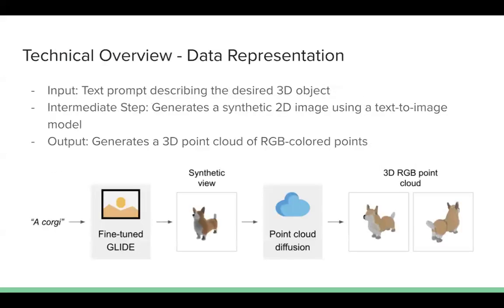Now let's look at how the data flows in Point E. The input is a simple text prompt, like a corgi. First, a synthetic 2D image is generated from this text using a text-to-image model. This image then serves as input for generating the 3D output, a colored point cloud, which is a set of points in 3D space representing the object's shape and color.